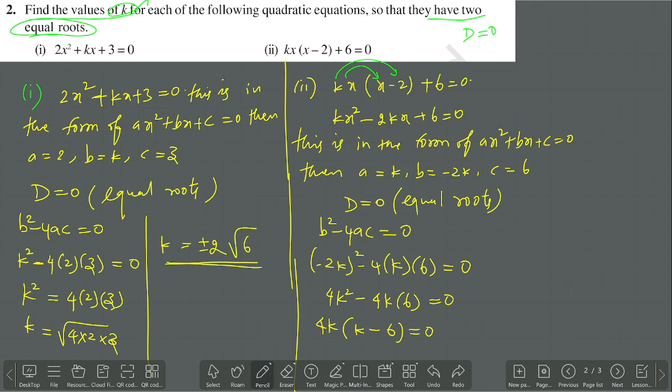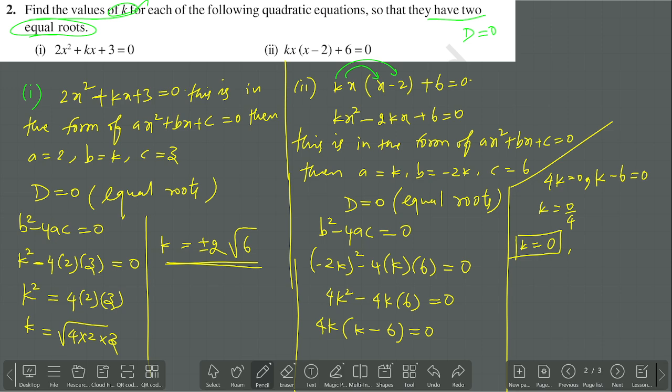Then here the very important step I'm going to apply. 4k, we should not send opposite because it is a variable here. 4k equal to 0. Most of the people make this mistake. It's a variable, you should not send it opposite. 4k equal to 0 and k minus 6 equal to 0. Multiply 4 when you send opposite, divide 4. Then 0 by anything is 0. Then one value is 0.